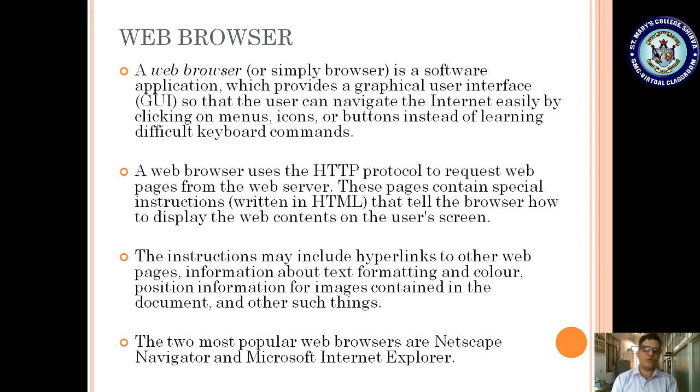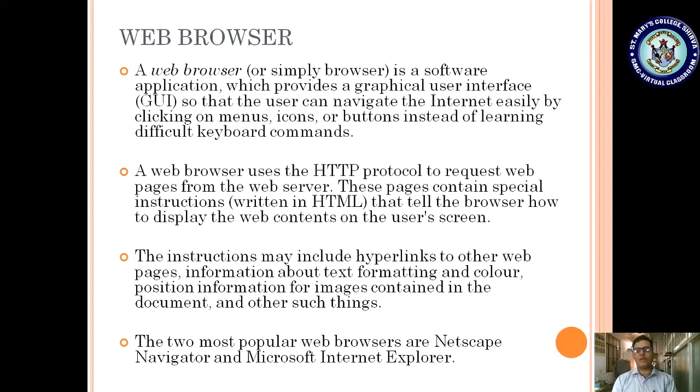A web browser uses the HTTP protocol to request a web page from the web server. If you want to access any information from the internet using the web browser, then we have to use a certain protocol. That protocol is called the HTTP protocol. This HTTP protocol is used to request a web page from the web server. Whatever page we are requesting, for example Google or YouTube, that request is provided by this HTTP protocol.